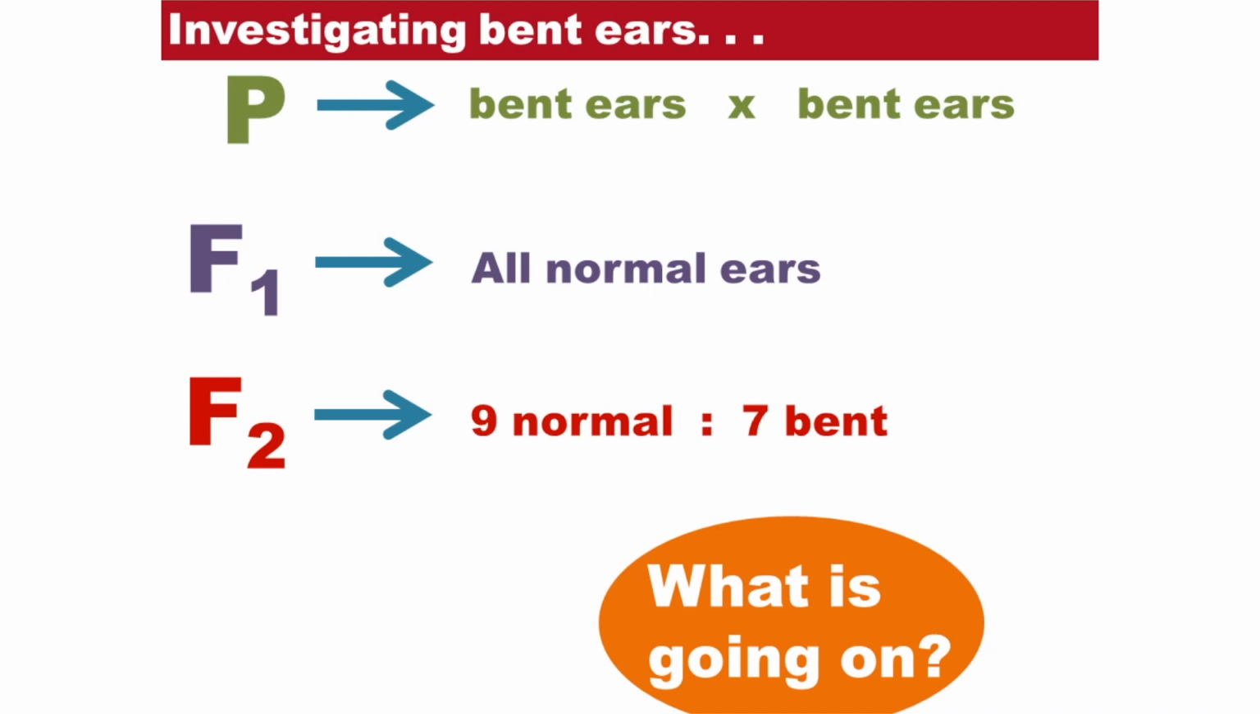When you cross all of the normal-eared ones, the F1s, now you get the F2 generation. You get about half and half, actually slightly more of the normal ear phenotype, but you still get a lot of the bent ear, 9-7 if you collect a large enough sample size to calculate a ratio. You say, all right, 9-7. What does that tell us about the inheritance pattern of this bent ear trait in these mice?